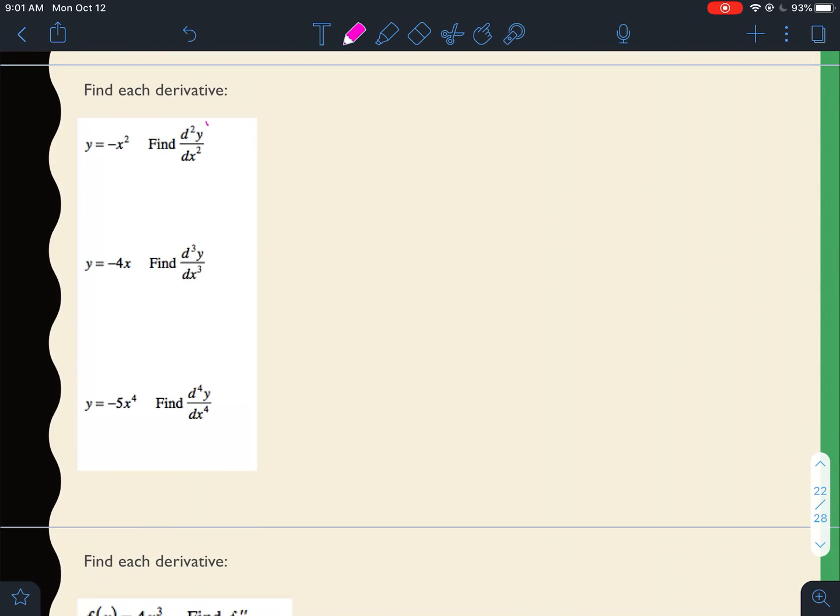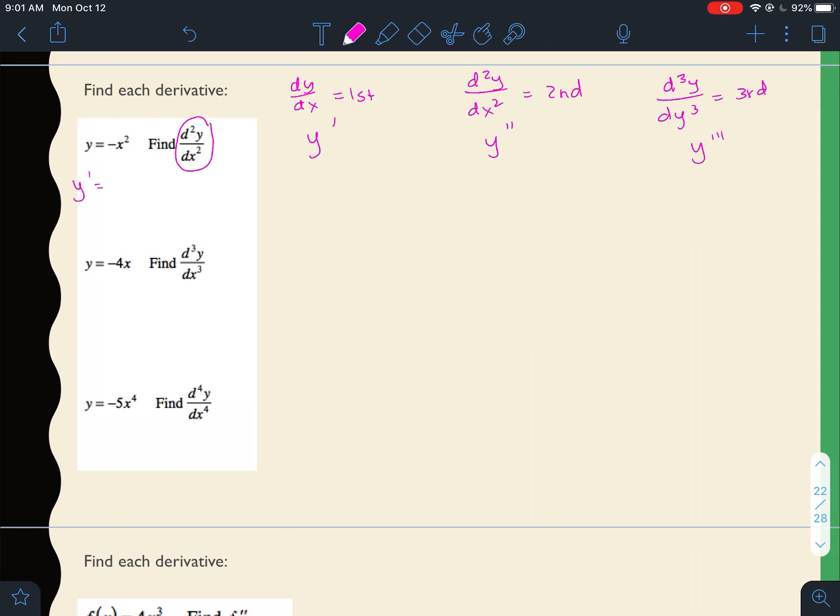So find each derivative. This right here is the notation for the second derivative. Remember, dy over dx is the first derivative. d2y over dx2 is the second derivative. d3y over dx3 is the third derivative, and so on and so forth. Or you can do y prime, y double prime, y triple prime. That's another way of saying these.